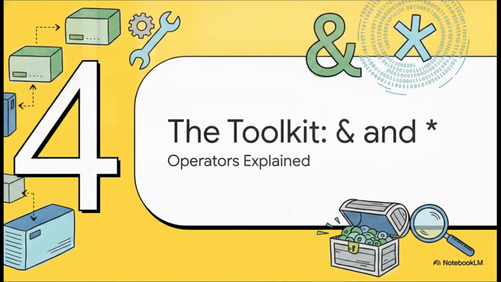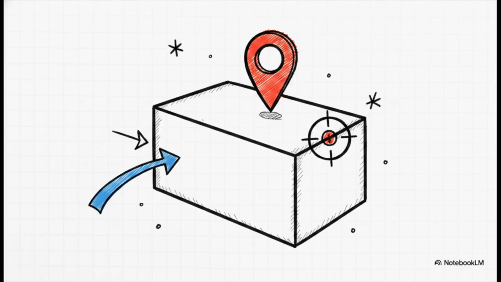Next up, Section 4. The toolkit. So now that we know these physical hexadecimal addresses exist under the hood, we need specific tools to extract them, store them, and manipulate them. Our very first tool is the address of operator, represented by the ampersand symbol. Now you might recognize the ampersand from bitwise operations, but here it serves a totally different purpose.